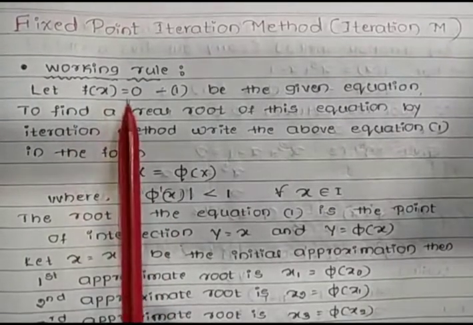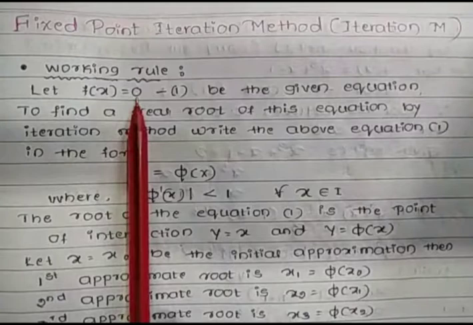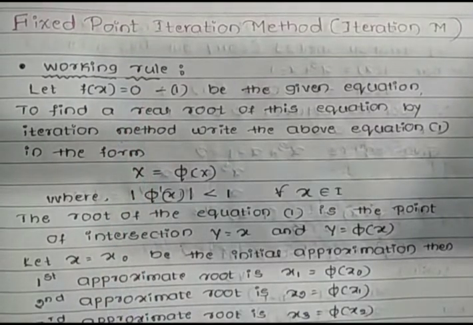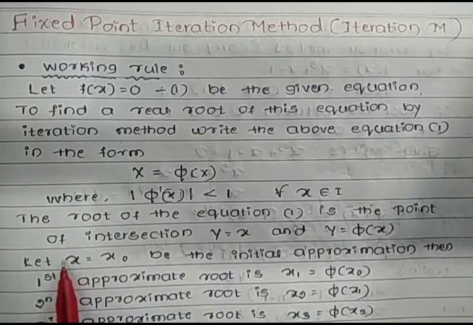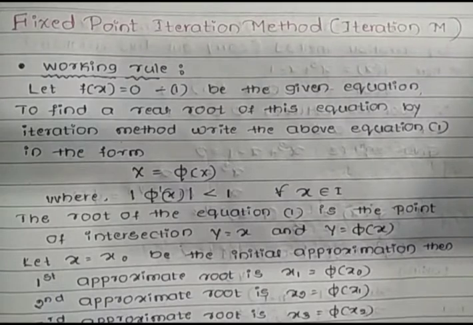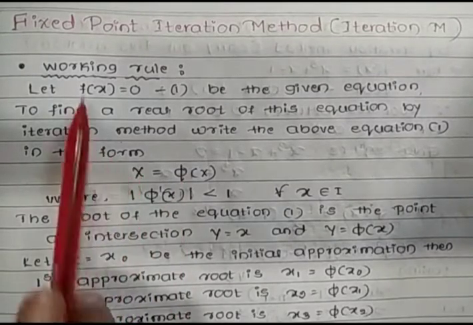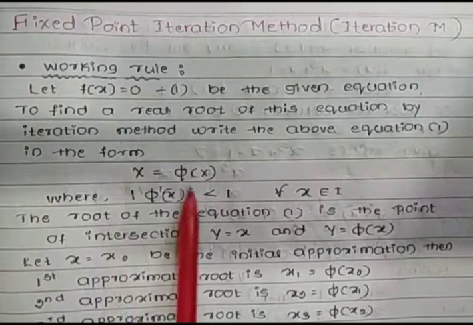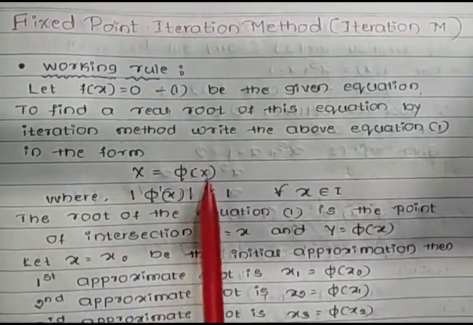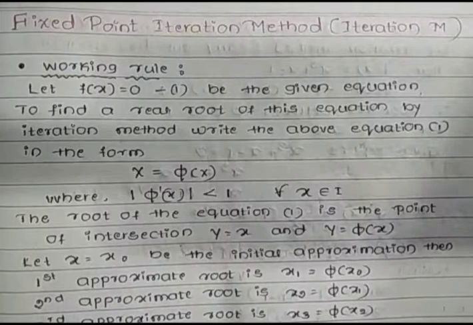f(x) = 0 is the given equation. First we have to consider only one initial approximation, and it should be x = x0. So the initial approximation is x0. Then next we need to express the given function in the form x = φ(x). How to express it in this form? While solving an example, I will explain it.